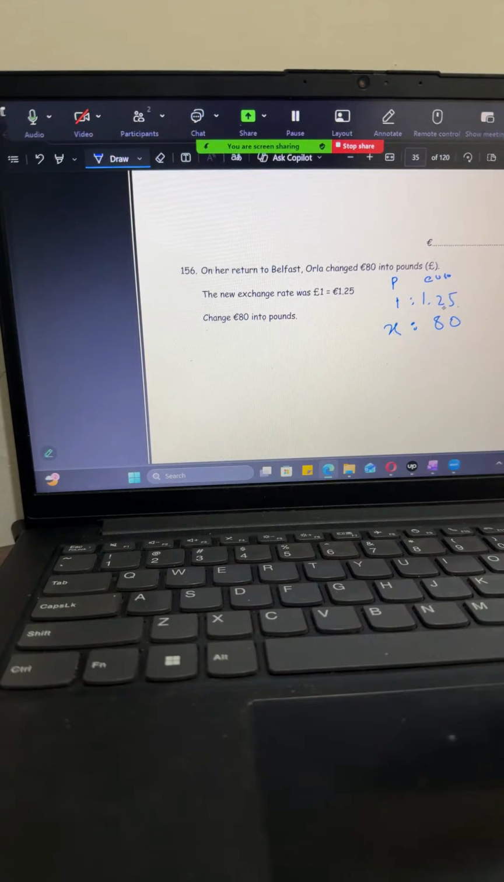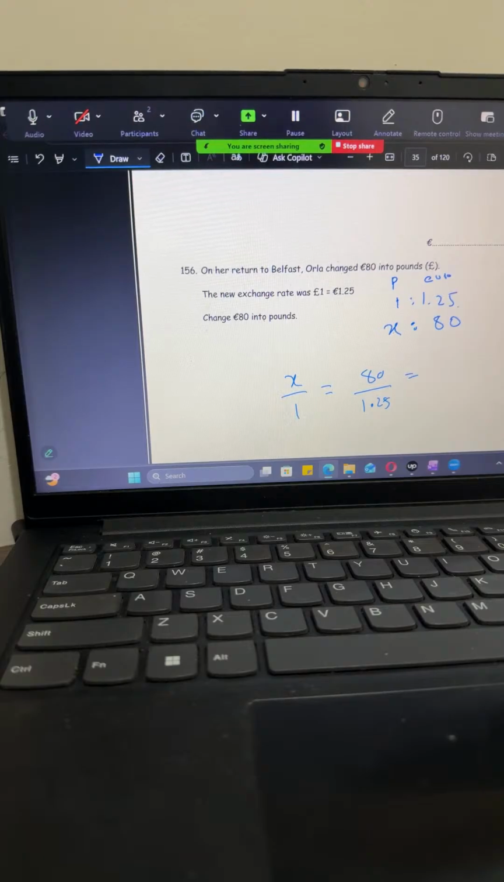So 1 is to 1.25 in ratio. We need to find x to the ratio of 80. So can you do it? So we have to figure out how to get from 1.25 to 80. Yes, but the best thing is to make the equation. So how do we make the equation? It will be x over 1, then 80 over 1.25. Okay, and now I think you are good to go.